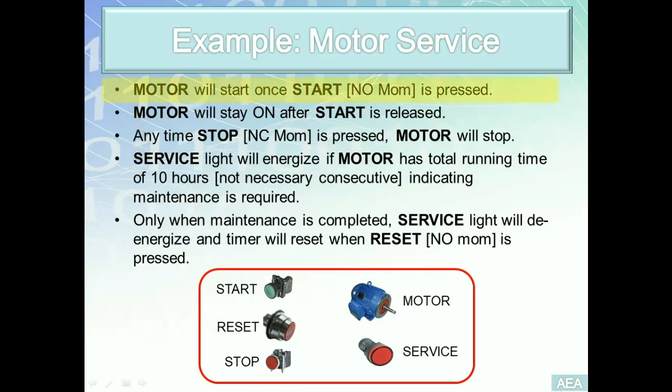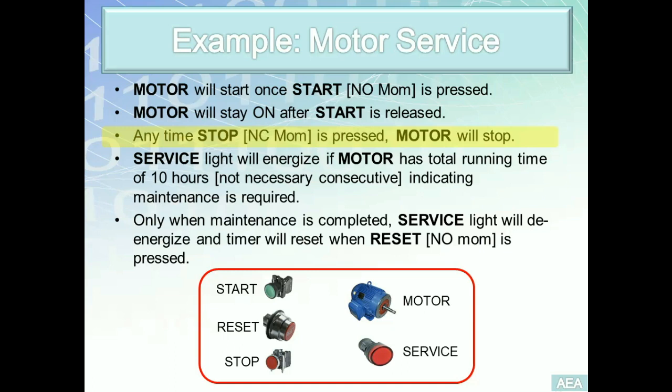Requirement number 1, motor will start when start, which is normally open momentary, is pressed. It has to remain on when start is released, so latching requirement. Anytime stop, which is normally closed, is pressed, the motor will stop. So in the first 3 requirements, it's a simple start stop motor example with the latching requirement.